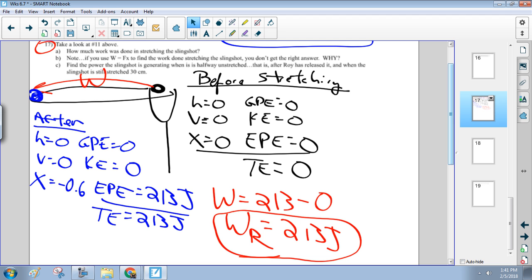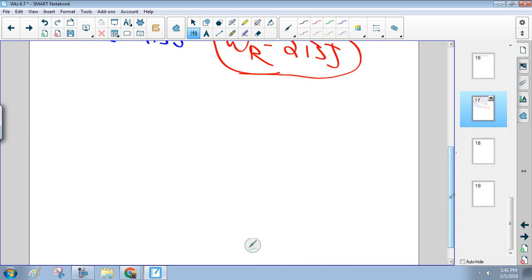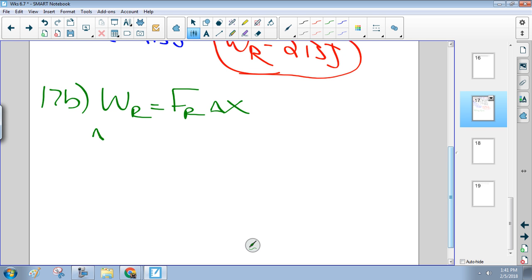Any problems with 17a? Okay, here's the main reason I wanted to go over 17. Part B says, instead of doing TE final minus TE initial, let's do force times displacement to find the work and see what we get. The work that Roy does in stretching the rubber band should theoretically equal the force that Roy exerts times the displacement. We already know the displacement is negative 0.6 meters. So if we can figure out how much force he needs to stretch it, then we're done.